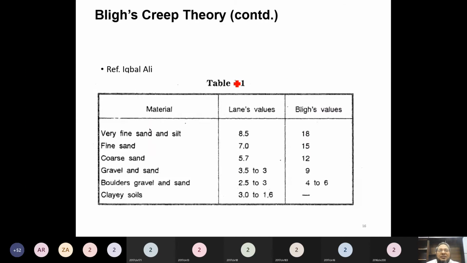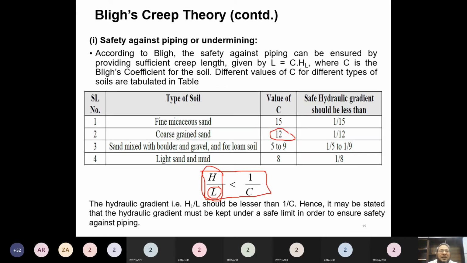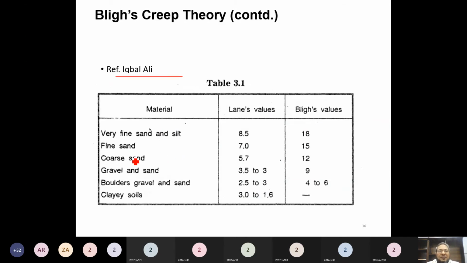So in this table, this is table 3.1, which is given in the book of Dr. Iqbal Ali. And these are Bligh's values for several types of soils. 1, 2, 3, 4, 5 types of soil. यहाँ पर 4 दी हुई है ना, तो उसमें एक ज़्यादा है. So anyway, here also are the Lane values; the Lane theory we have not yet discussed.